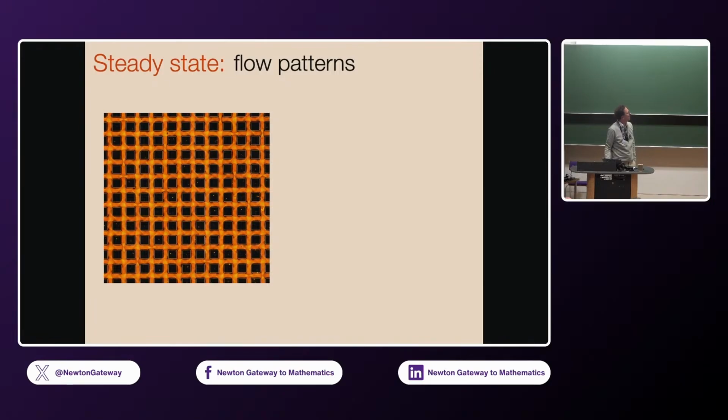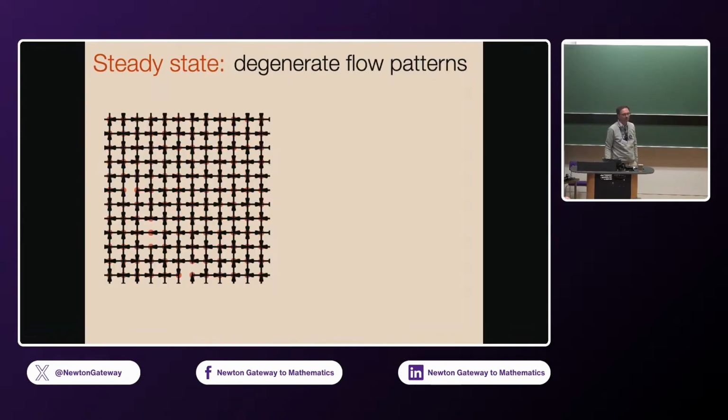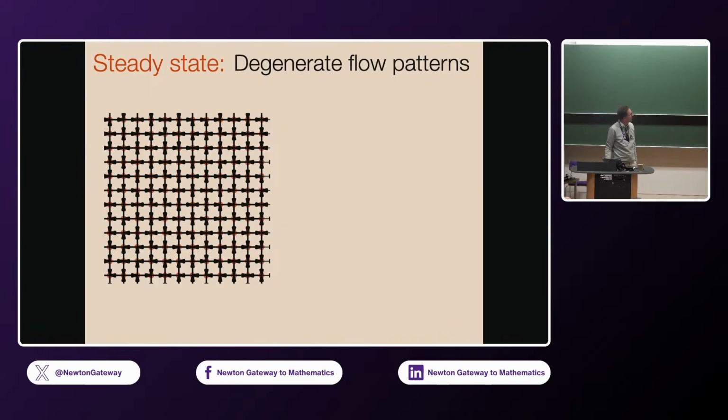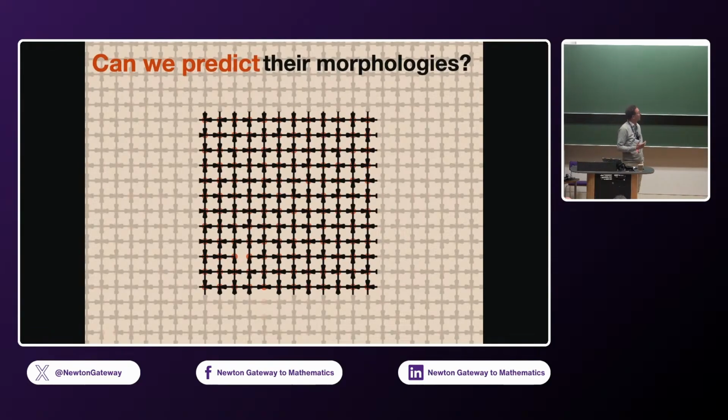and I can show you a current map. This is it. The thing is that this map is not unique. If you reboot your experiment, you would find a different map. Do the experiment again, a different map. Repeat again, different map. So the steady states are strongly degenerate in this system. And today, the question I would like to answer is, can we predict the morphologies of these active hydraulic patterns? That's my goal.